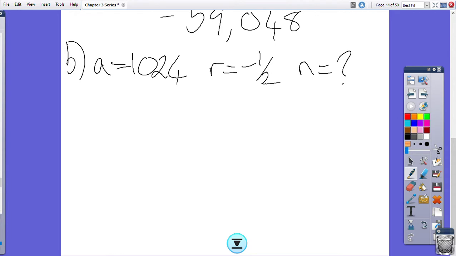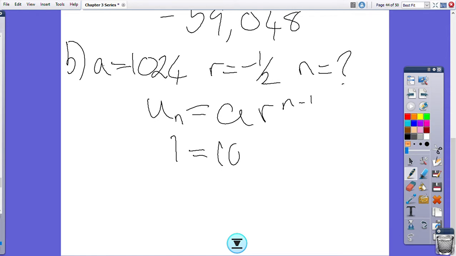So if you remember from last lesson, we had this formula, un equals ar^(n minus 1). Now we know that this last term is equal to 1, a was equal to 1024, and r we know, and that is minus a half.